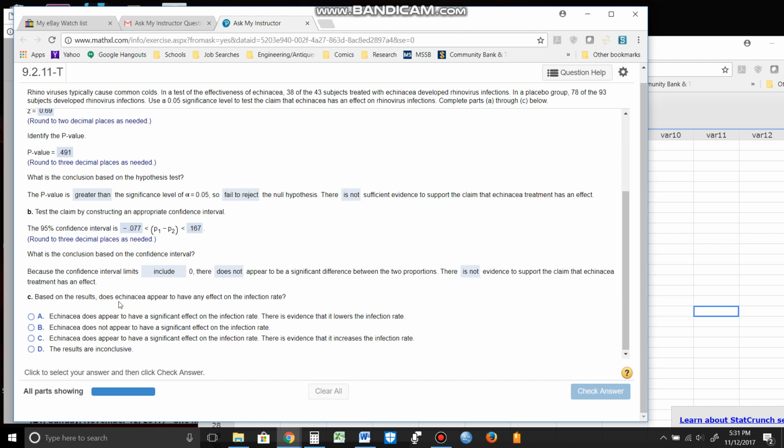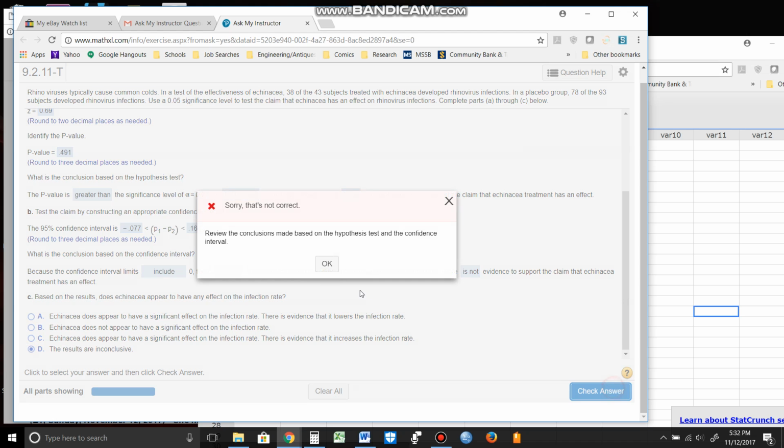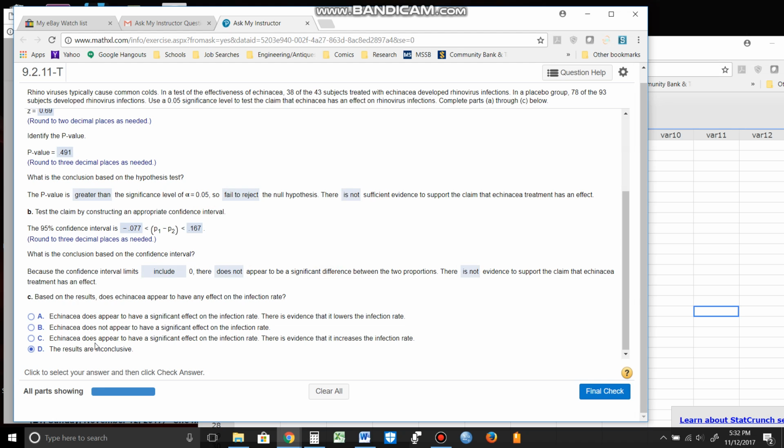So based on these results, does Encana appear to have an effect on the infection rate? Well, again, we're talking about an effect here. I would say that the best thing we can say here, conservatively speaking, is that this is inconclusive. So let's try that, and it looks like it didn't like that answer.